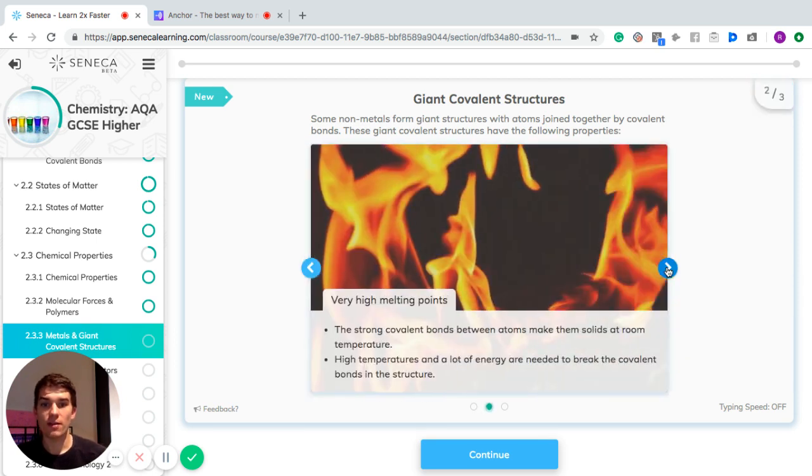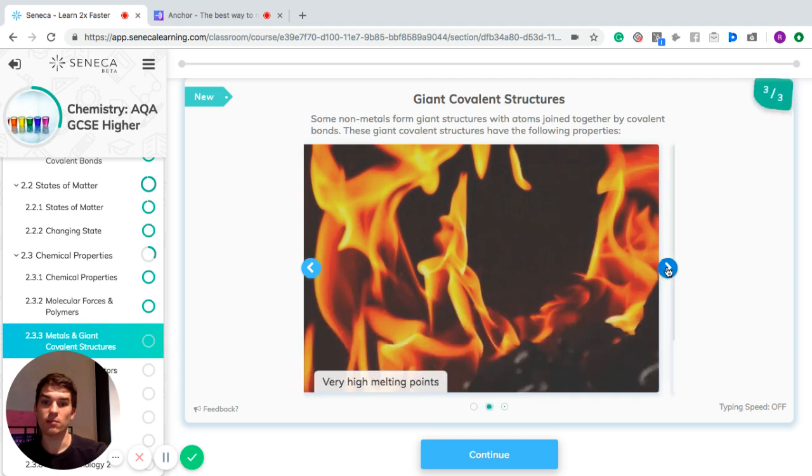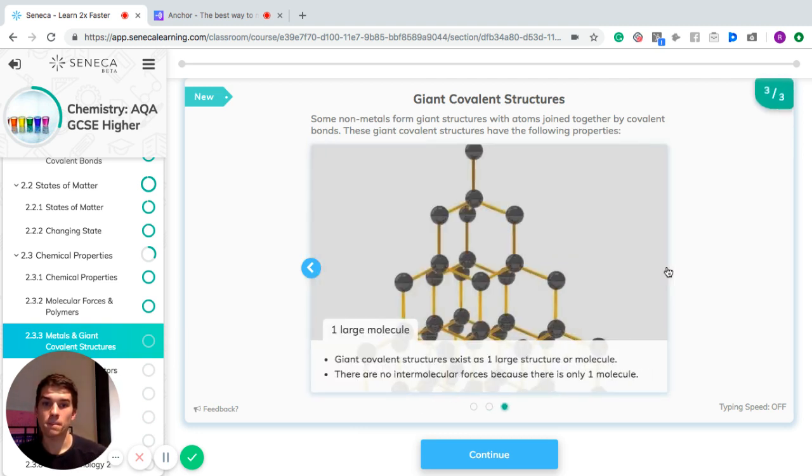They've got a very high melting point, so the strong covalent bonds between atoms make them solid at room temperature, and high temperatures and a lot of energy are needed to break the covalent bonds in the structure. And they're one large molecule, so giant covalent structures exist as one large structure, and there are no intermolecular forces between them, as it's only one molecule.